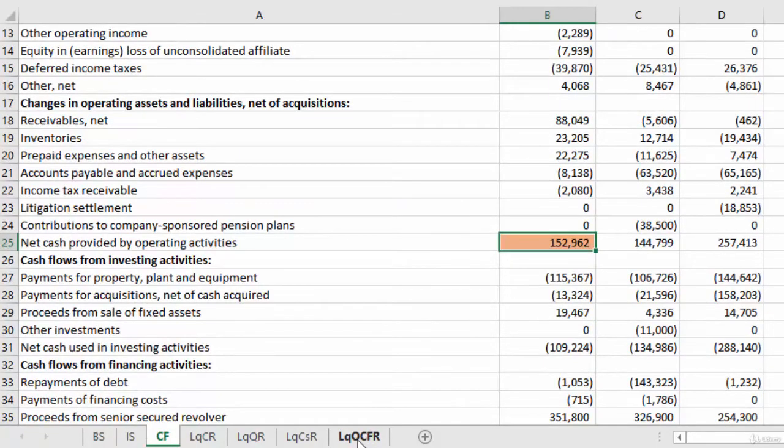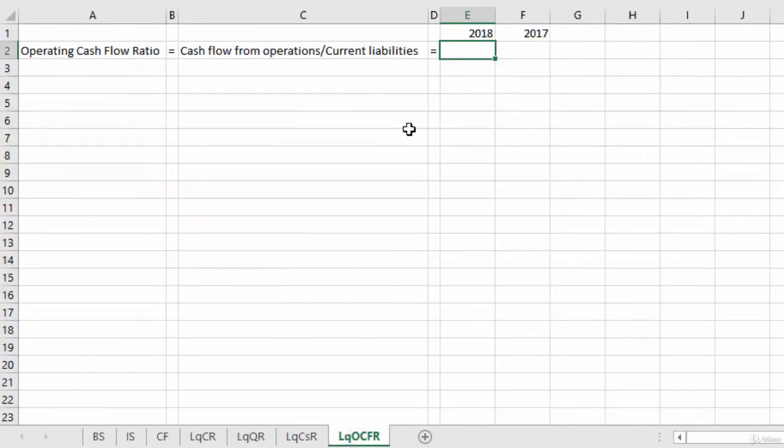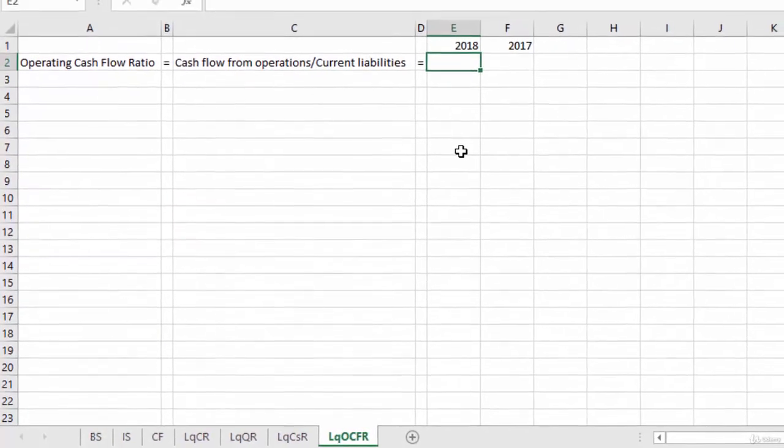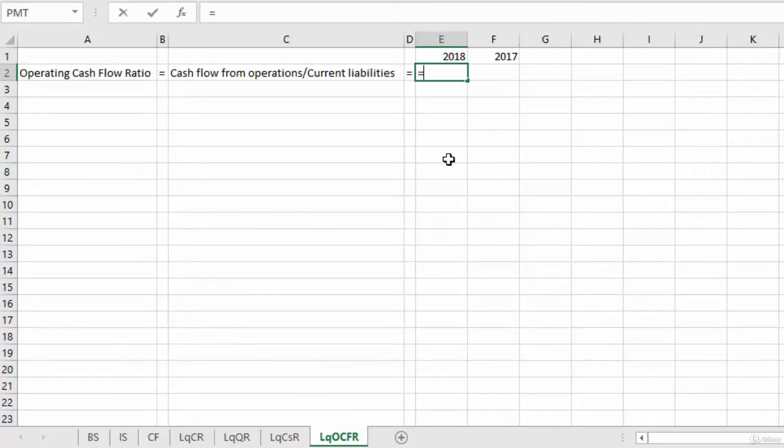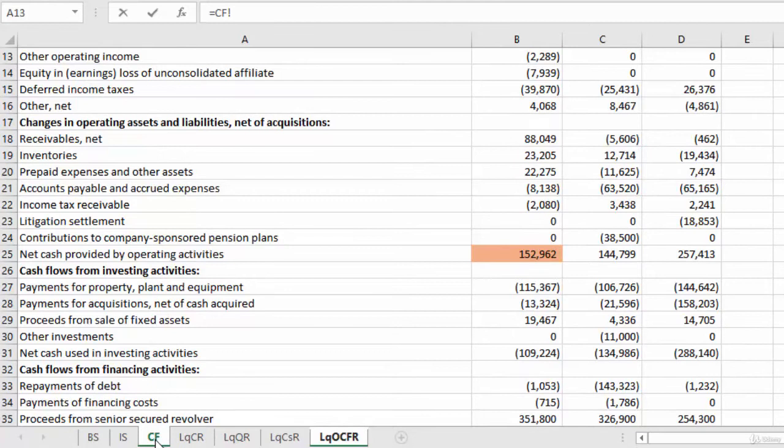So if we find these two, then it is not difficult to calculate the operating cash flow ratio of the company. Let us do it for the year 2018. Starting with the equal sign, let us go to the first item, cash flow from operations, which is in the cash flow statement. So let us go to the worksheet containing the cash flow statement and click the cell containing the net cash provided by operating activities, divided by.